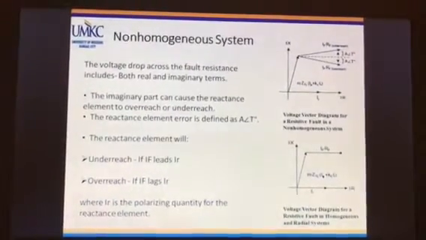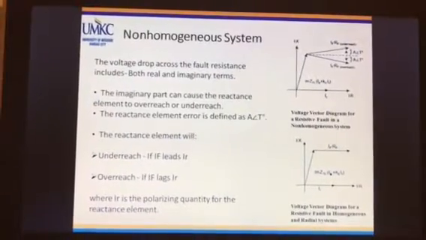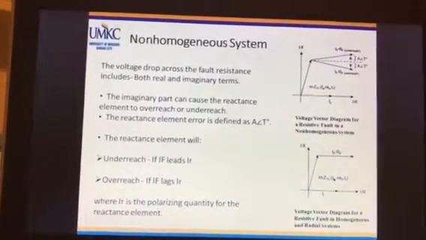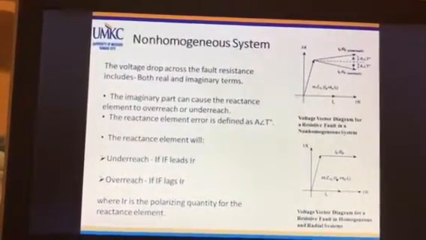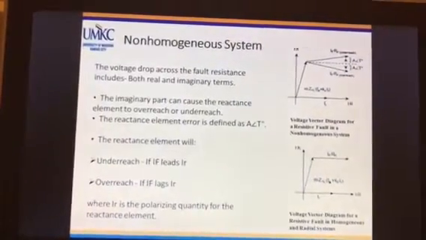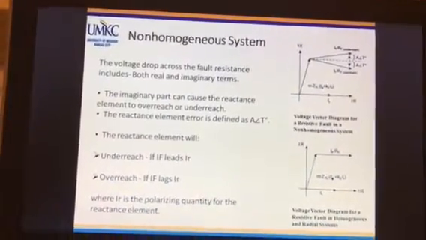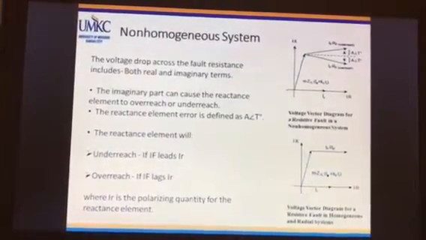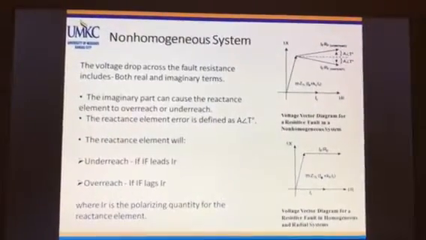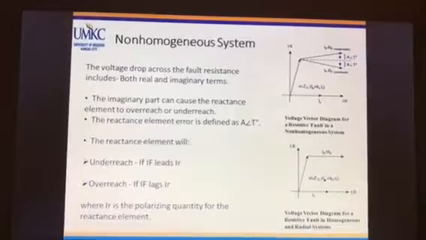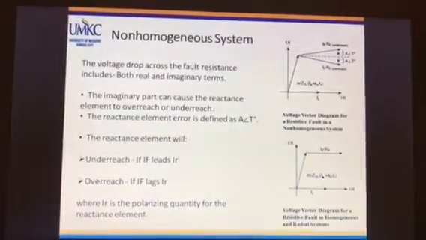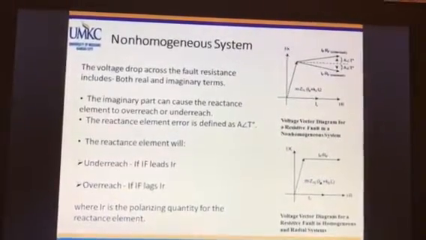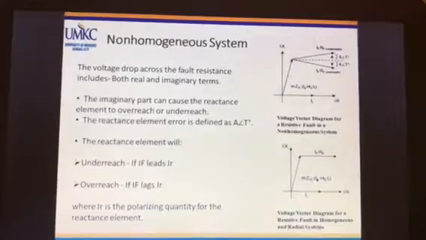Also, this diagram shows the voltage drop across the fault resistance for the non-homogeneous system, which includes both the real and the imaginary terms. The imaginary part can cause the reactance element to overreach or underreach, and the reactance element error is defined. The next conclusion is the reactance elements will underreach if IF leads IR, as you can see in the diagram, and will overreach if IF lags IR, where IR is the polarizing quantity for the reactance element.